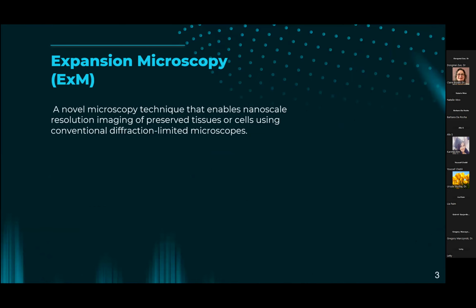So expansion microscopy is a novel microscopy technique that enables nanoscale resolution imaging of preserved tissues or cells using conventional diffraction limited microscopes. This technique was developed by Ed Boyden's group at MIT in 2015. And since then, a lot of different labs have put their own spin on it and done a lot of different things.